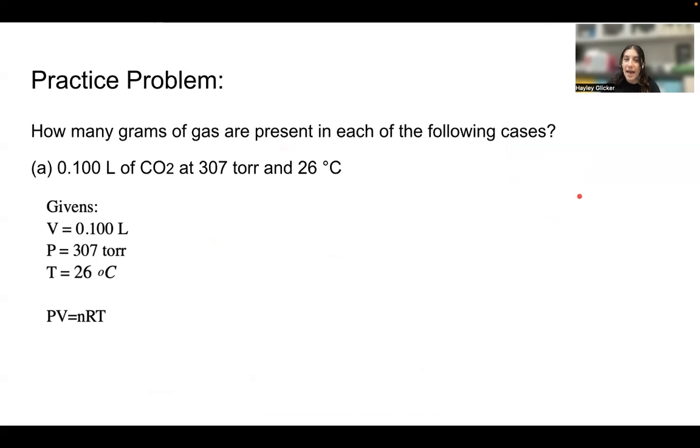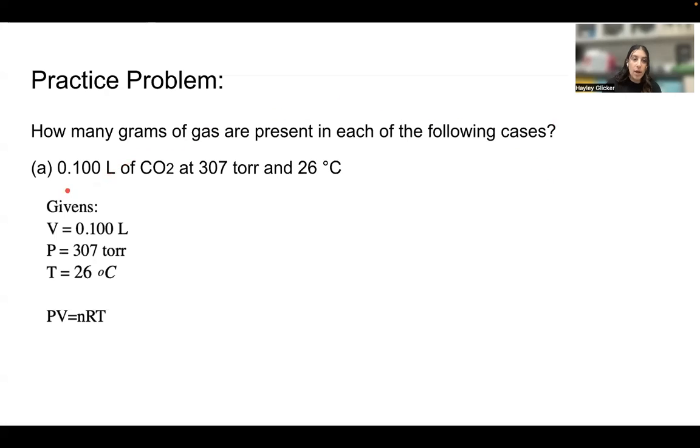Oftentimes what we're going to see is a whole bunch of practice problems, but PV = nRT is going to be a theme through the rest of our unit, and we're going to see it in a lab next week. We're going to see it embedded into our Unit 3 throughout the next couple of weeks. So let's talk through a practice problem. We're asked how many grams of gas are present in the following cases.